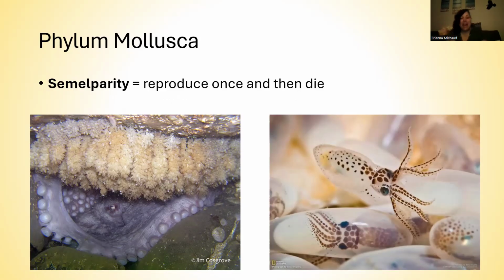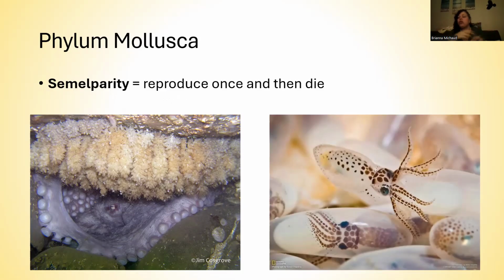Whereas things like salmon are also semelparous. You may know that they swim up rivers to reproduce in their native stream that they were born in, and then as soon as they lay their eggs, they die. These guys are similar. They lay their eggs, and then the male dies pretty soon after, but the female often stays alive for a little while, guarding the eggs.